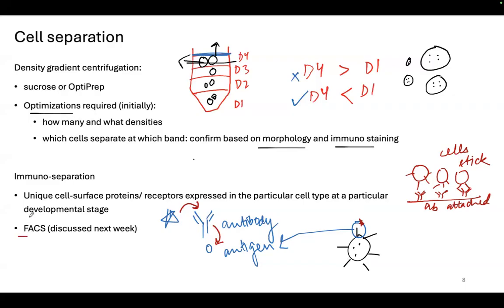And that glow is the fluorescence glow. So then cells which glow green can be sorted, cells which glow yellow can be sorted. So each cell type can have a different color. But again, we'll talk about this in more detail next week.